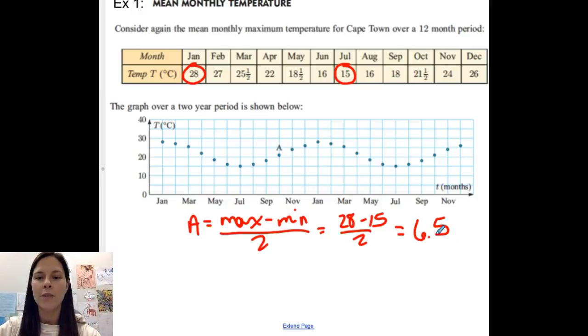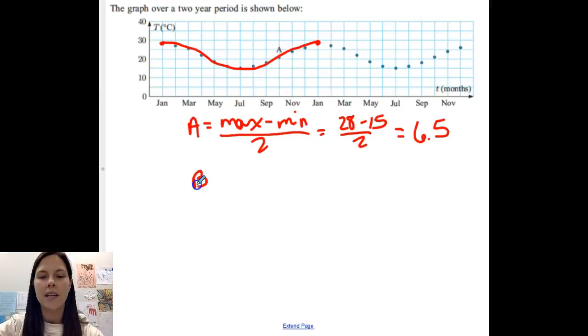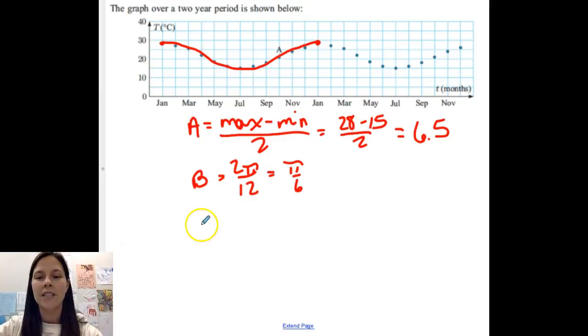To find B, we need to find our period. How long does it take for it to go from its maximum back to its maximum? From January to January is 12 months. So we have B equals 2 pi divided by the period, in this case 12 months. We get pi over 6 for our B value. Skipping C for now because we still haven't decided if we're writing a sine or a cosine function.